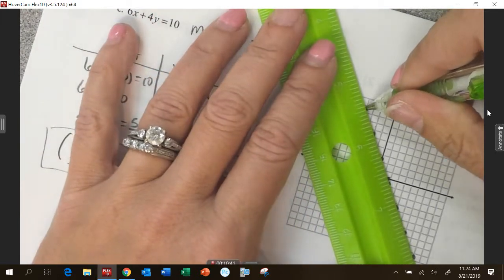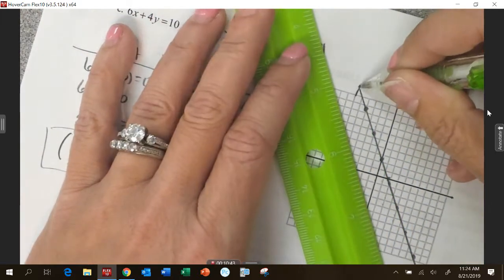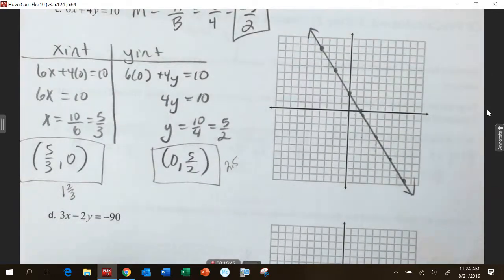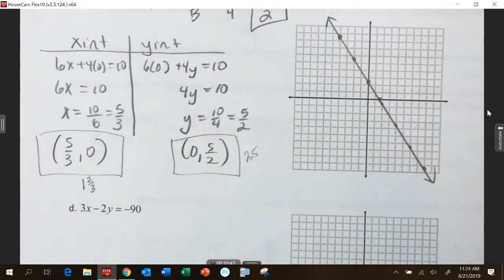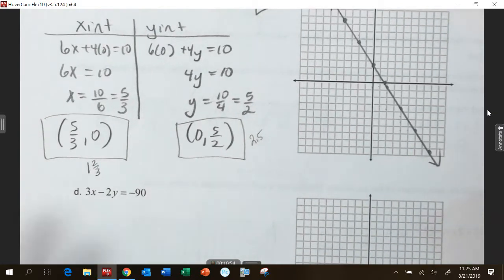So I gave you some in homework that are not going to be nice numbers ever, and you're just going to have to graph off of fractions, because we're in pre-calc now. We can do it. I have confidence in you. Go team.